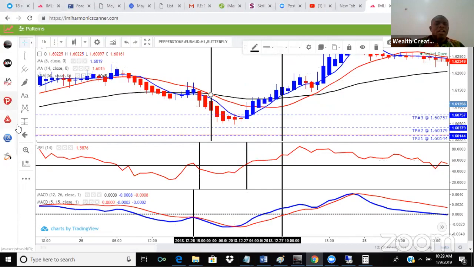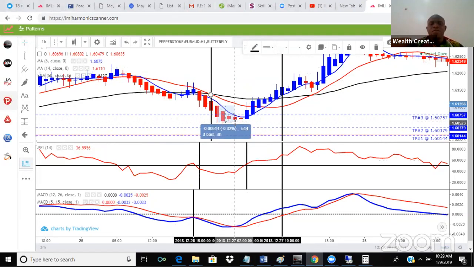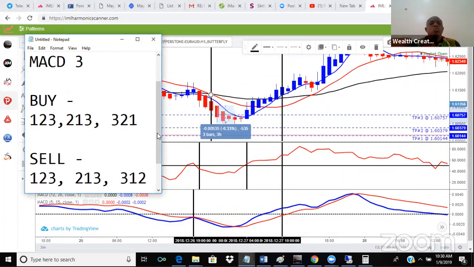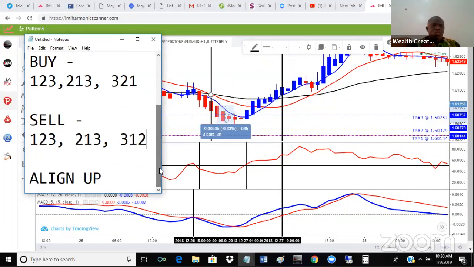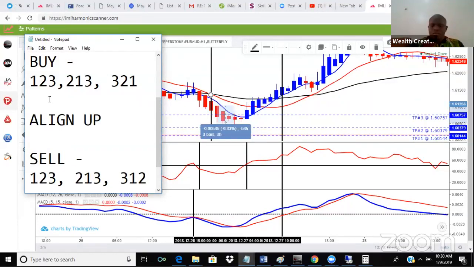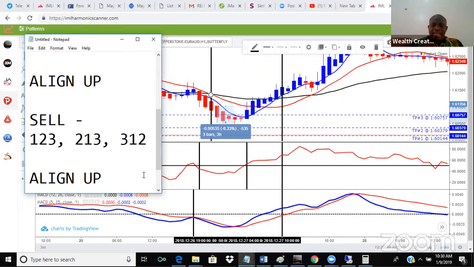All I need to do on the close of that candle is to what? Sell. And when I sell, it went for 51 pips. I only need 10 pips. So if you have this understanding, you don't need to wait in one arrangement. So for buy, this will be aligning up. For sell, this will be aligning down.